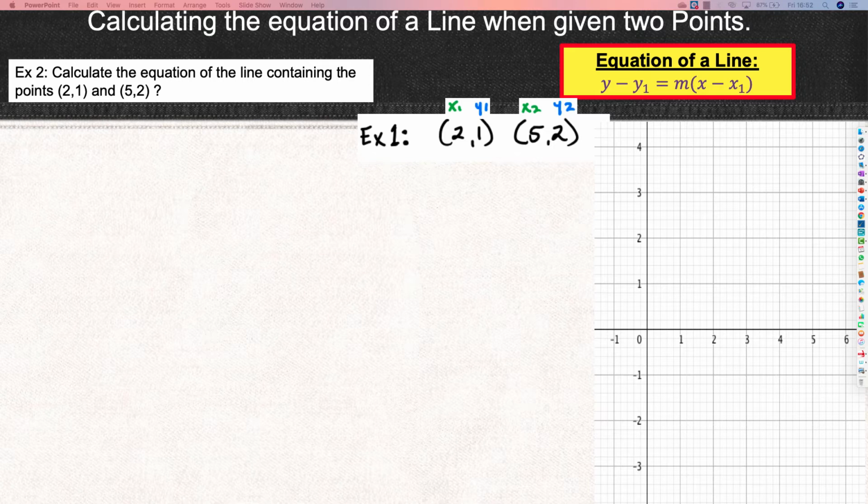So, the last time we were given just 1 point and the slope, wasn't it? This time we're given 2 points. We have to use the same formula, y minus y1 equals m times x minus x1. So, what is the problem here? What don't we have? We've no slope. How am I going to get a slope?